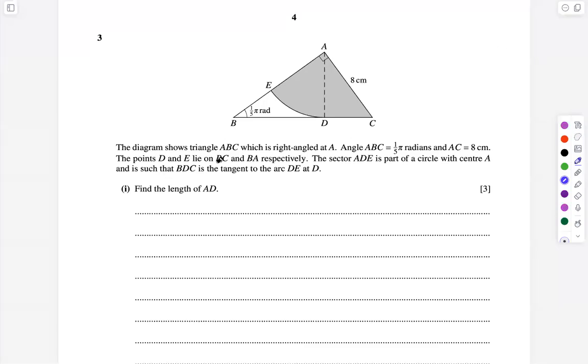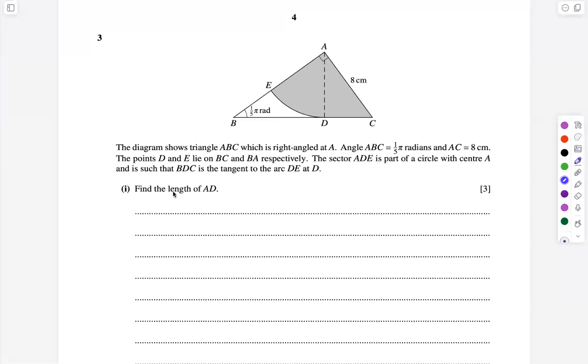In question 3, the diagram shows triangle ABC, which is right angled at A. Angle ABC is equal to 1/5 π radians and AC equals 8. The points D and E lie on BC and BA respectively. The sector ADE is part of a circle with center A and is such that BDC is a tangent to the arc DE at D.